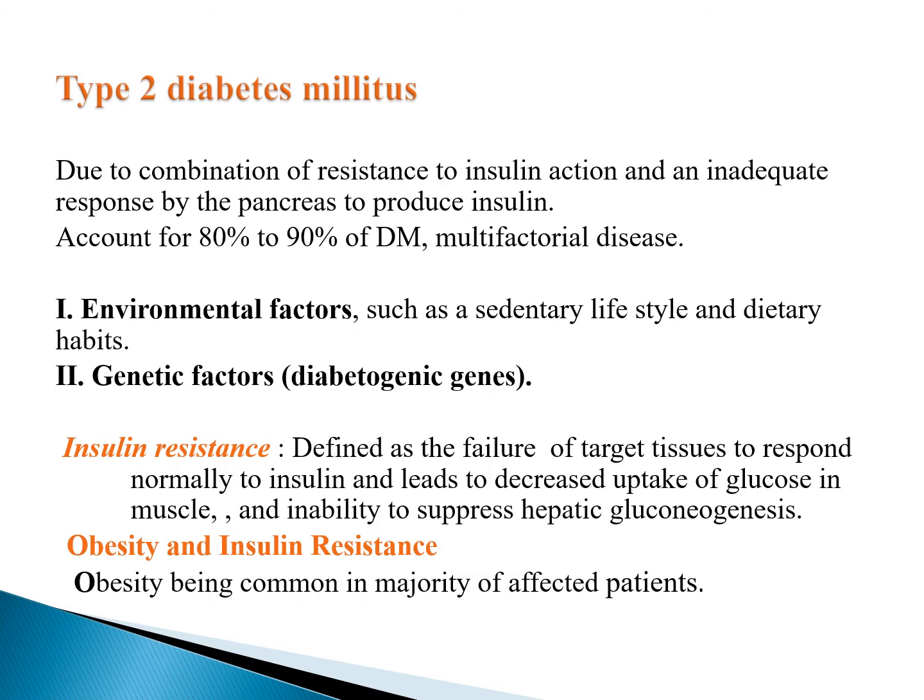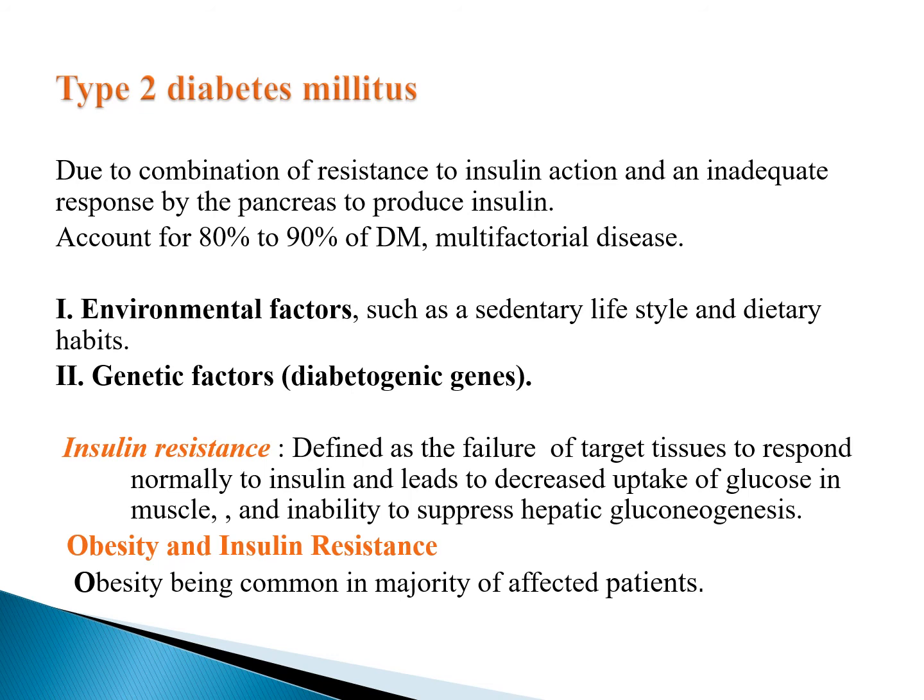Type 2 diabetes, the more common subtype. This disease is due to a combination of resistance to the insulin action by the peripheral tissues and inadequate response by the pancreas to produce insulin. So both of them will act together. It accounts for 80 to 90% of diabetes mellitus cases, and it is considered a multifactorial disease, which means there is no single underlying cause.